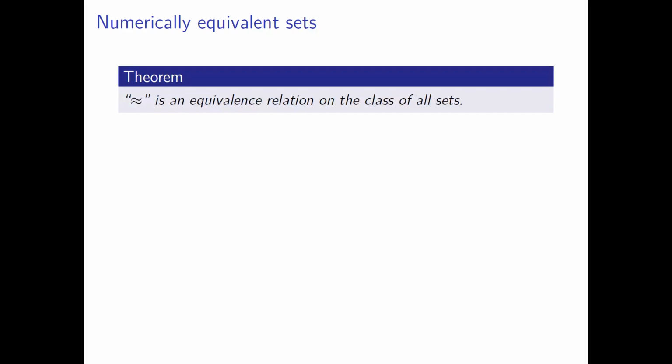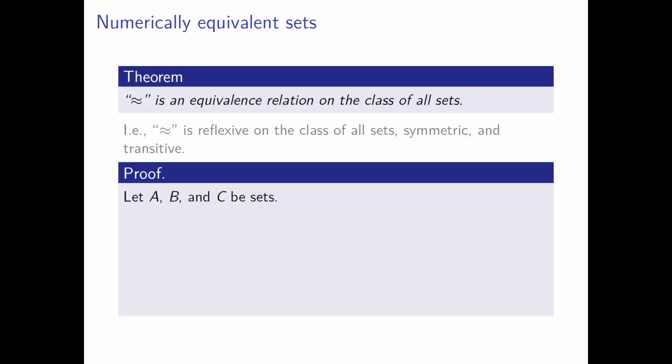Next, we show that numerical equivalence is an equivalence relation on the class of all sets. That is to say, numerical equivalence is reflexive on the class of all sets, symmetric, and transitive. To prove this, let A, B, and C be arbitrary sets. We first show reflexivity on the class of all sets. By an earlier example, the set A is numerically equivalent to itself. Since A is arbitrary, it follows that numerical equivalence is reflexive on the class of all sets.